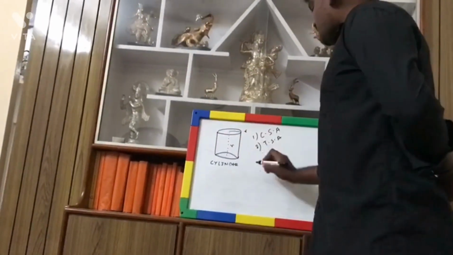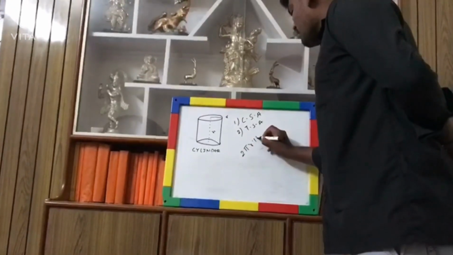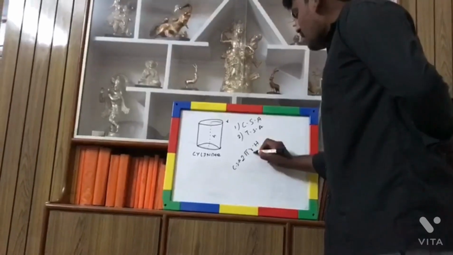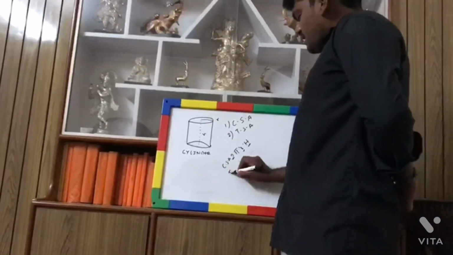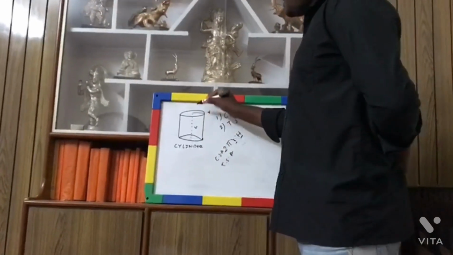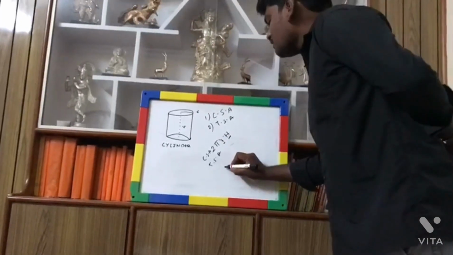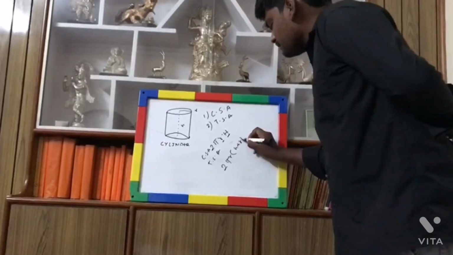The curved surface area of a cylinder is given by 2 pi r into h. Here r is the radius of the cylinder and h is the height. Coming to the total surface area, we include the CSA plus the surface area of these 2 circles. That is, on the whole it becomes 2 pi r into h plus r.